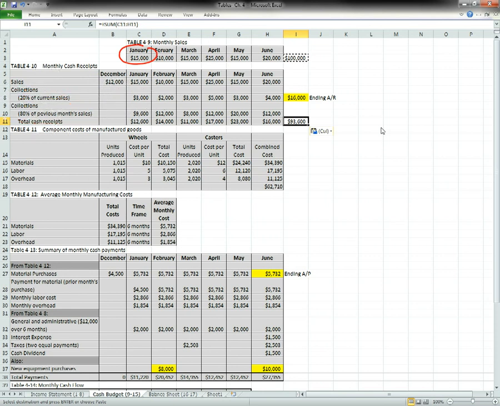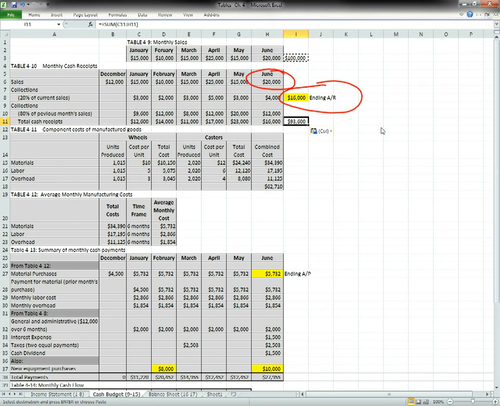We can go through the same process every month. In February, we sold $10,000. 20% of that gets collected immediately. We collect 80% of the $15,000 from the month before. If we add the $2,000 and the $12,000 together, we get $14,000 in cash receipts for February. So we're going to just do that right on down the line. Now, it's worth noting that when we get to the end of June, we're only collecting $4,000 of June's $20,000 in sales. That means we're going to end the 6-month period with accounts receivable of $16,000. I've recorded that in yellow. We're going to use that again at a later time.